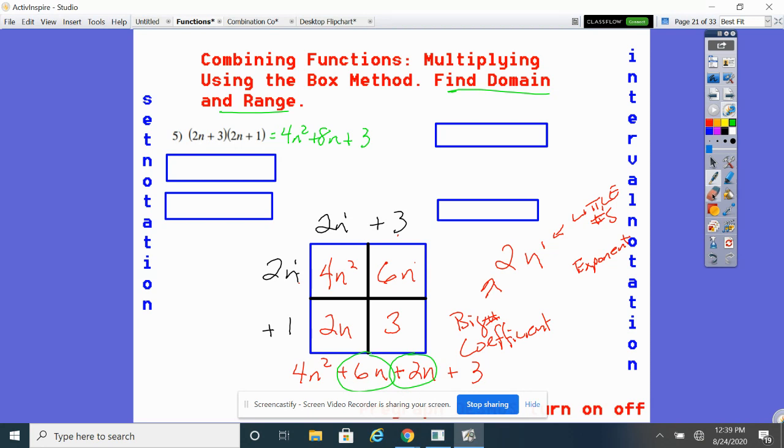Let's erase all this stuff and start over. Uh-oh, the eraser's not working. There we go.